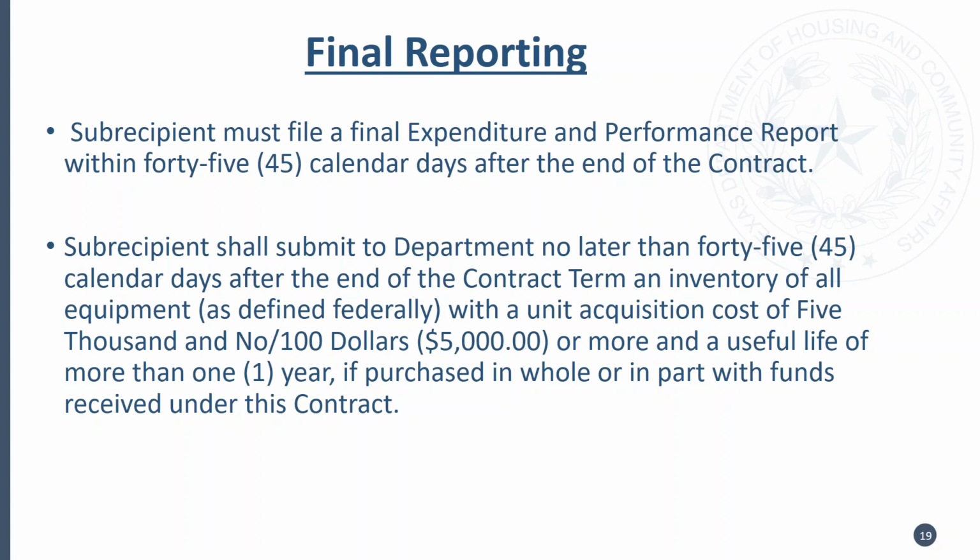And also we will need, the second bullet is an inventory report of any and all equipment that cost $5,000 or over that has a useful life of more than 1 year, purchased in whole or in part with funds received under this contract. So just be aware of that, be prepared that that will be coming in 2 years.